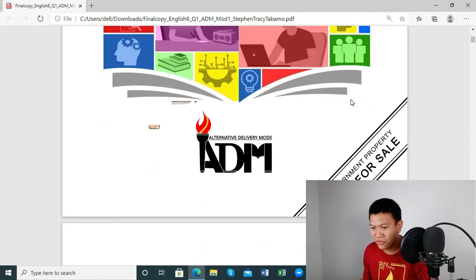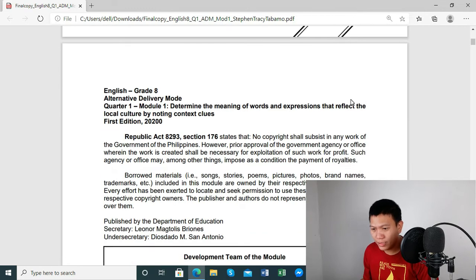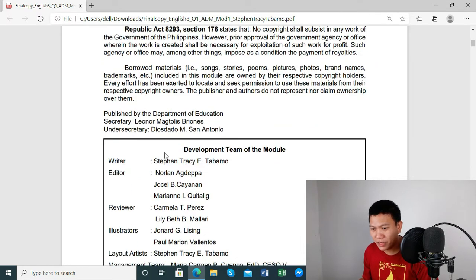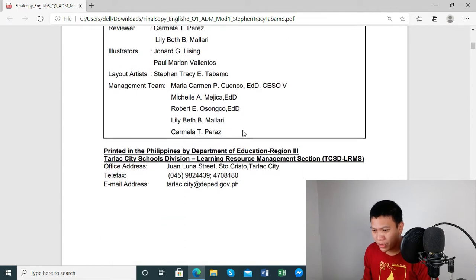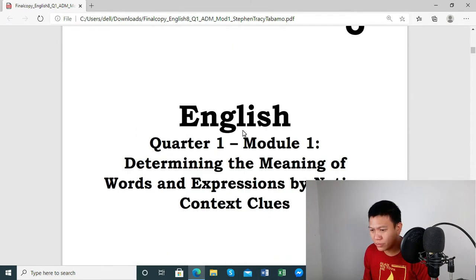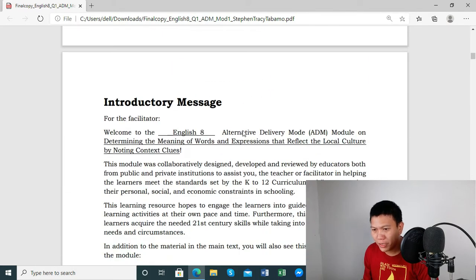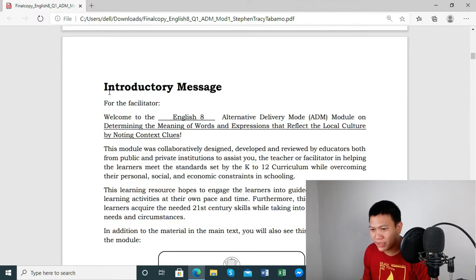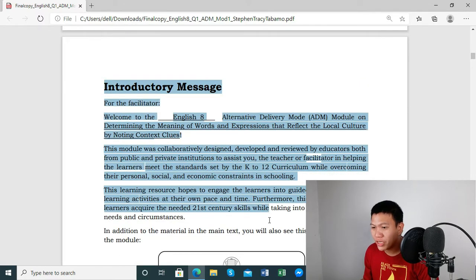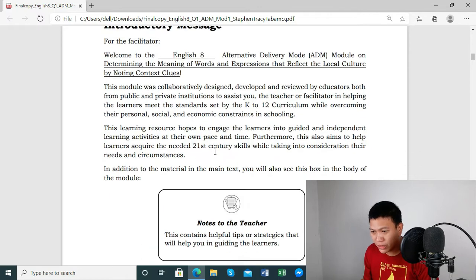Let us now continue. Let me move it down. This is the title of your module. I am the writer of this module, so I know very well the content of this module. Okay, let us move it down. Lower, lower. You don't have to answer this. This is just an introductory message. Just read it. No need to answer it.